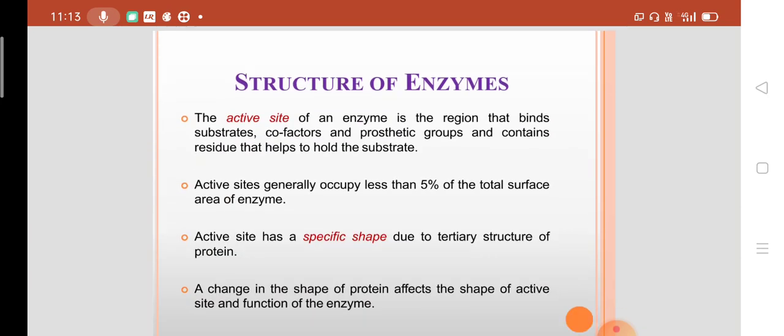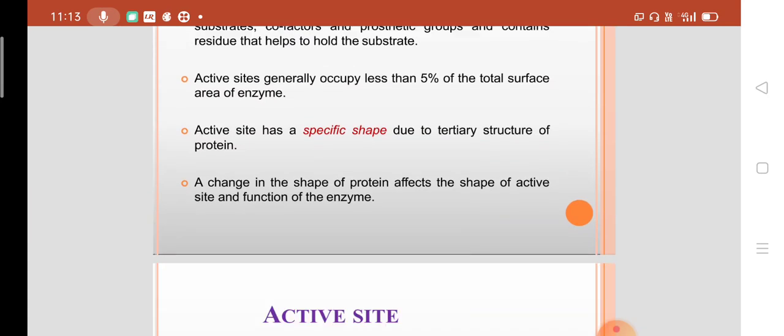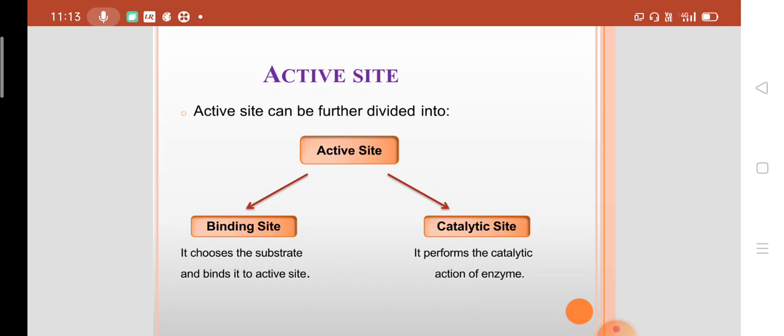Now, structure of enzymes. The active site of an enzyme is the region where the substrate binds, along with cofactors and prosthetic groups, and it contains the residues that help to hold the substrate. Active sites generally occupy less than 5% of the total surface of the enzyme. Active sites have a specific shape due to the tertiary structure of the protein. If there is any change in the shape of the protein, it affects the shape of the active site and the function of the enzyme. Now let us discuss this active site.